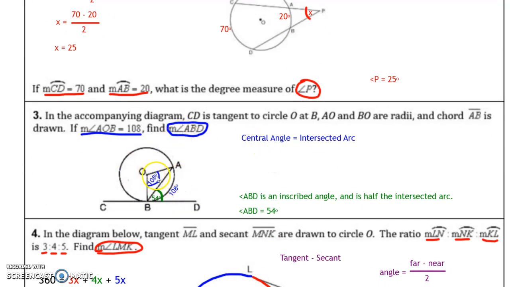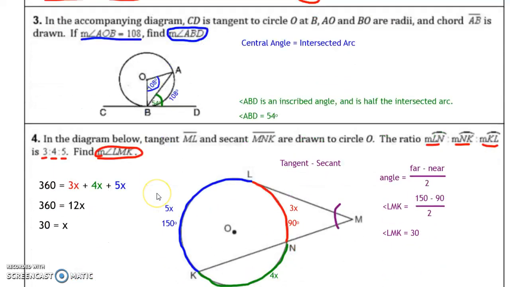it gave us a central angle, which was 108 degrees. That means that this arc is 108 degrees, and that gave us enough information to solve for this angle. This is an inscribed angle. It doesn't really look like an inscribed angle that we saw in lesson 1, but it is inscribed because the vertex is on the edge of the circle, which means if this arc is 108 degrees, this must be half of that, which is 54 degrees.